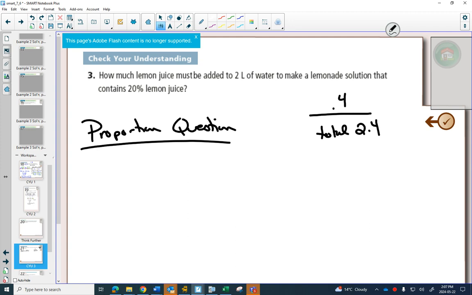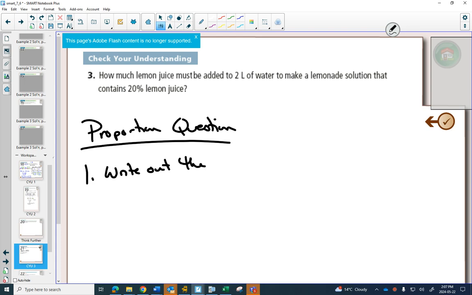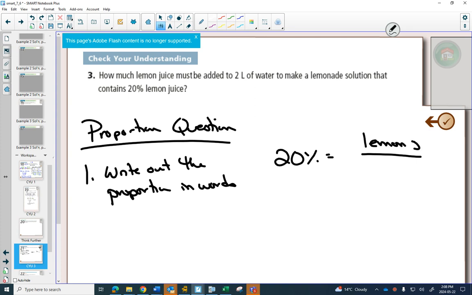So for our proportion question, in order to avoid this mistake, I like to write out the proportion in words. This step is optional. 20% has to equal lemon juice over the total liquid.